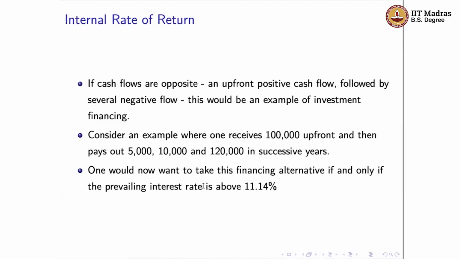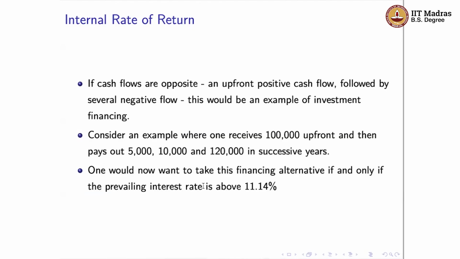And actually, if you do the calculation, since this is exactly the negative of the previous case, the IRR will also be the same as before, which is going to be 11.14%. But what changes is the capital budgeting rule, right? So now the capital budgeting rule would in fact be the opposite of the previous case. And it would say that you should take up this financing alternative if and only if the prevailing interest rate in the economy is above 11.14%, right?